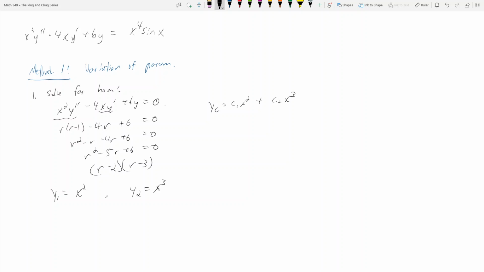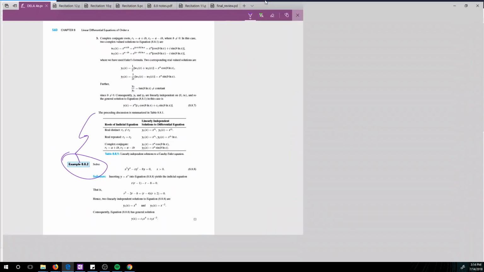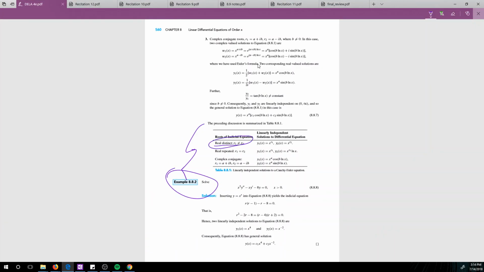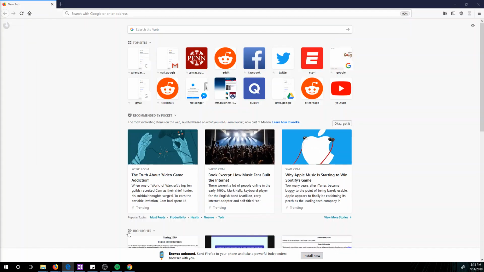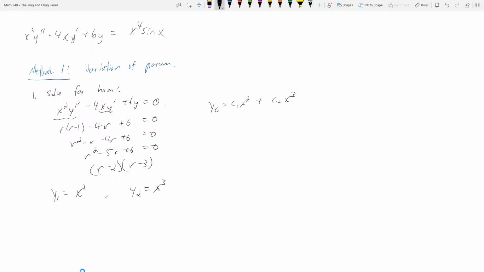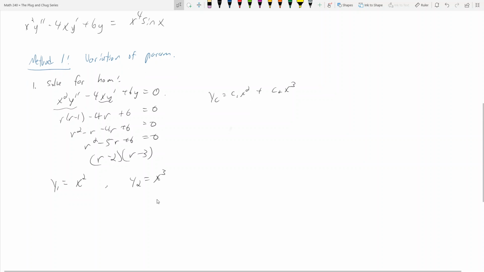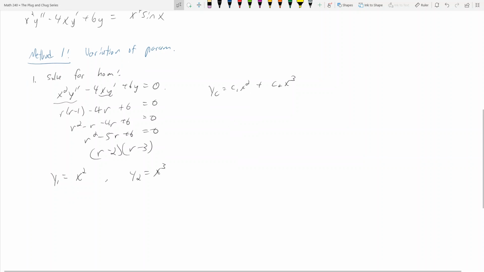And of course, that comes from the textbook right here: r1 is not equal to r2, and so one of them is x to the r1, the other one is x to the r2. Okay, so that's how we solve the homogeneous, if you recall. And now, what is step 2? Well, step 2 is to use the variation of parameters method.